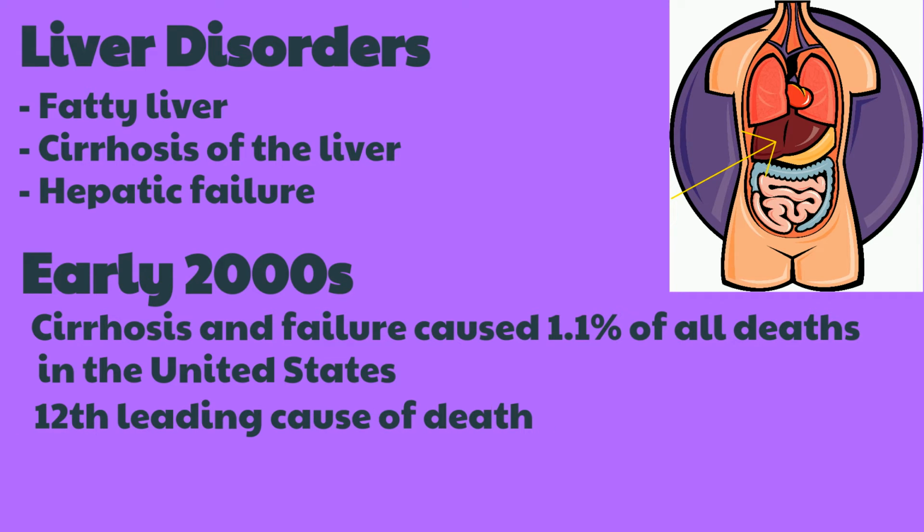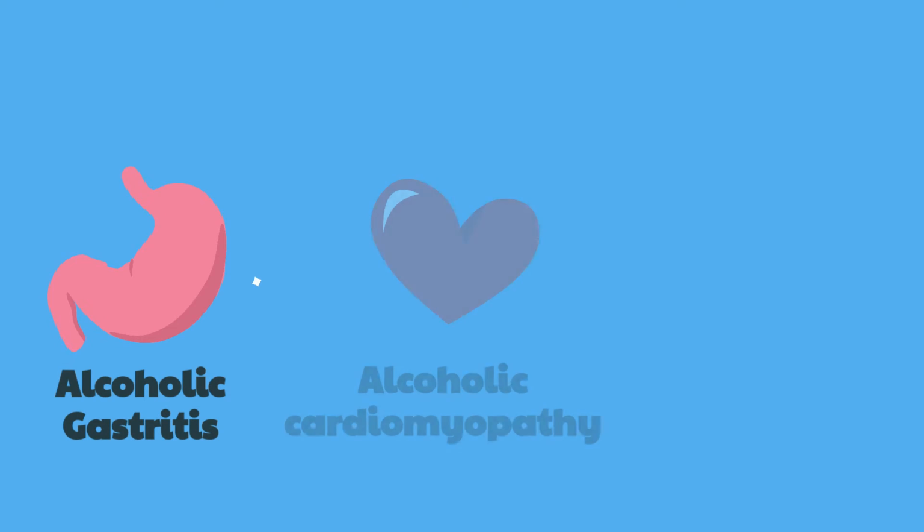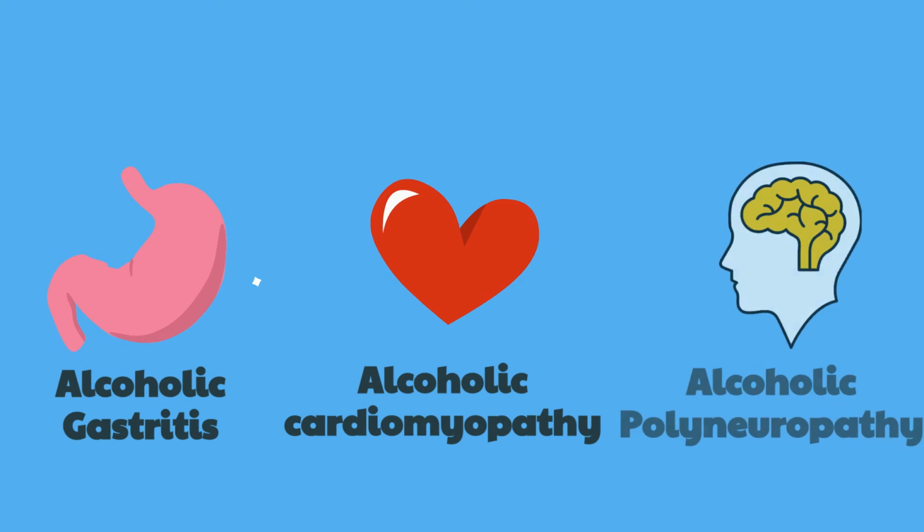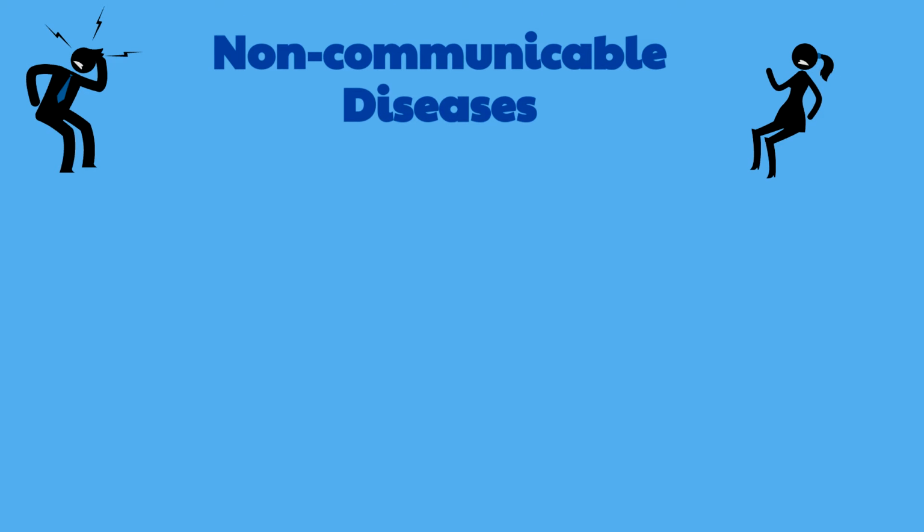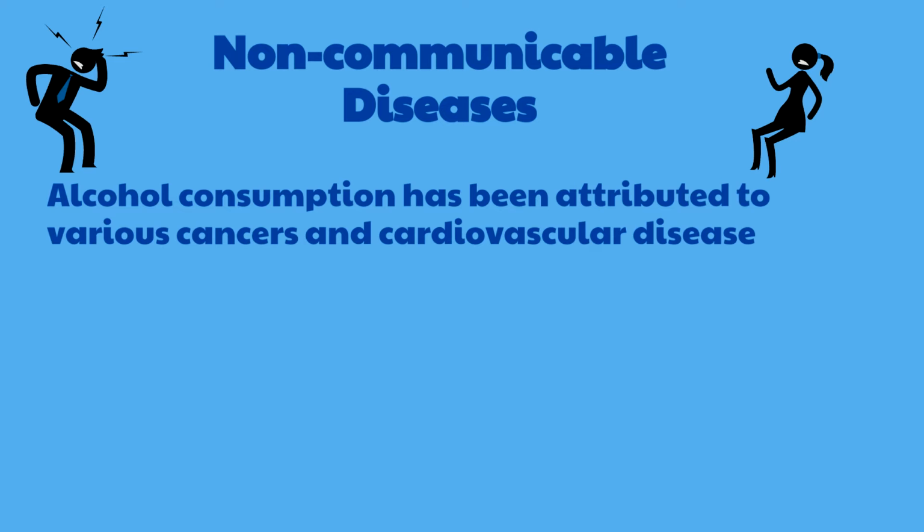Other organs and systems directly affected by alcohol include the stomach via alcoholic gastritis, the heart through alcoholic cardiomyopathy, and the nervous system through alcoholic polyneuropathy. Alcohol has been identified as a component cause in many of the most common communicable and non-communicable diseases present today. In terms of non-communicable disease, excessive alcohol consumption has been attributed to various forms of cancer and cardiovascular disease.